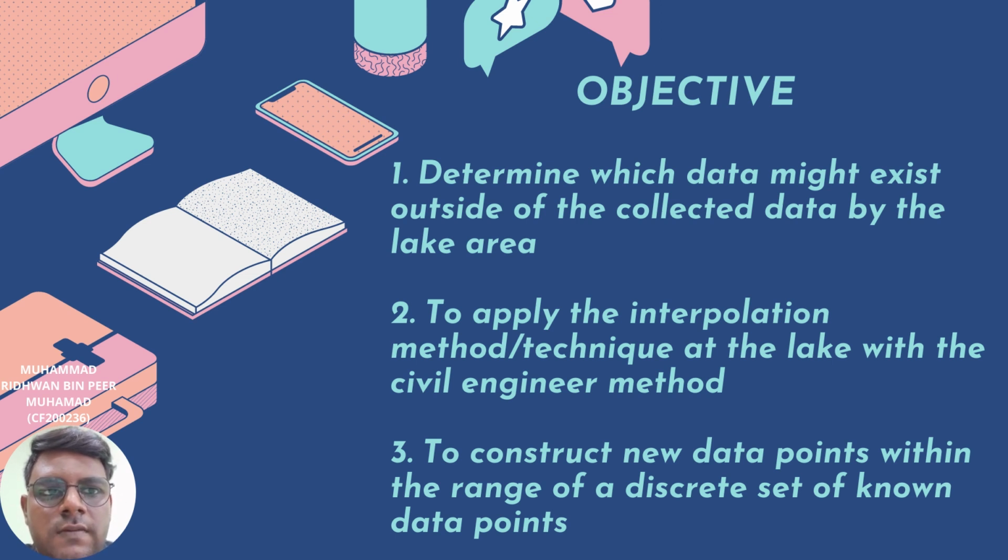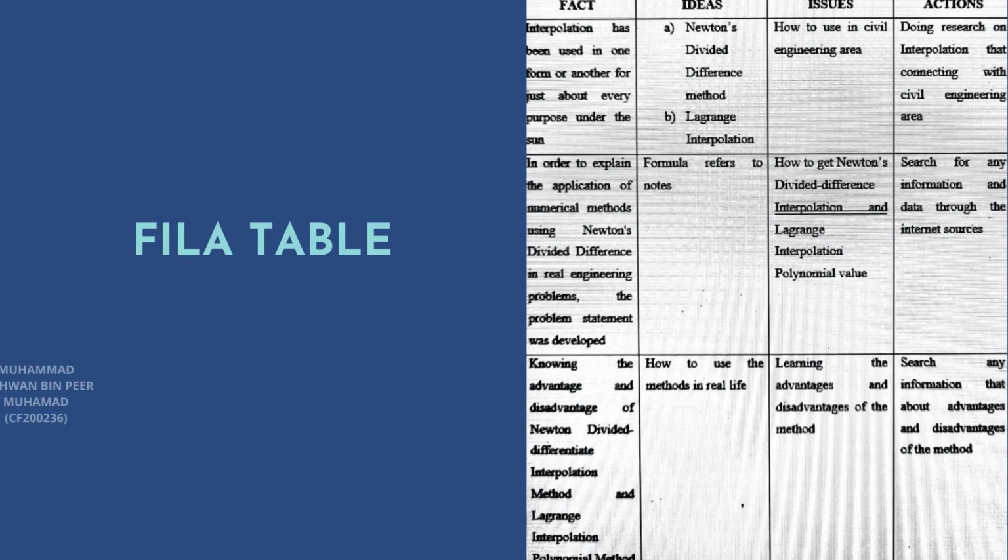The first objective is to determine which data might exist outside of the collected data by the lake area. The second is to apply the interpolation method or technique at the lake with the civil engineering method. The third objective is to construct new data points within the range of the discrete set of known data points. Okay, this is the fishbone table.